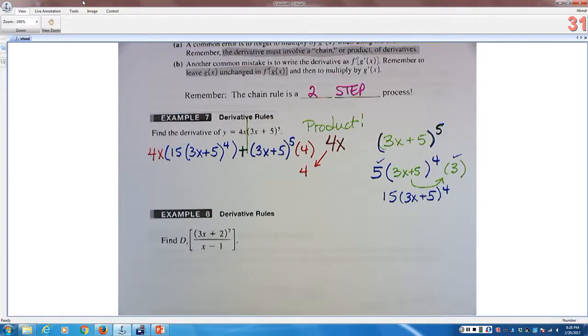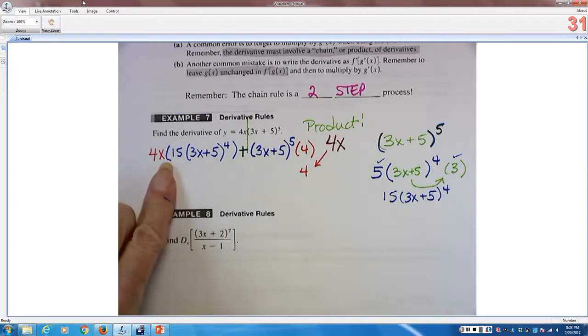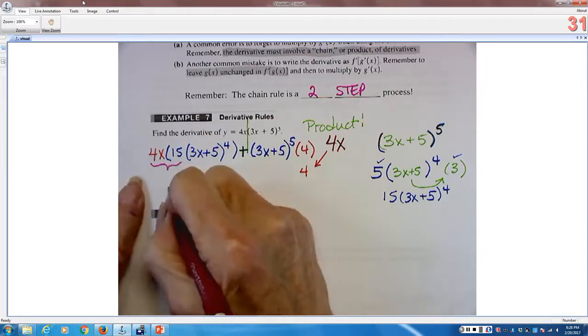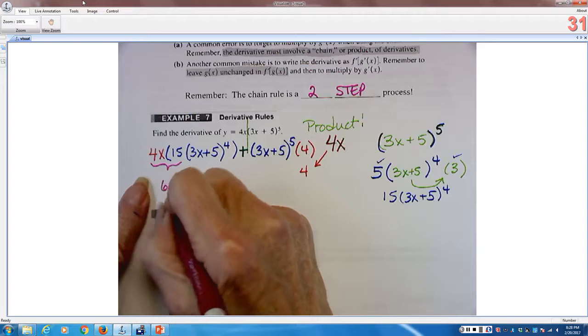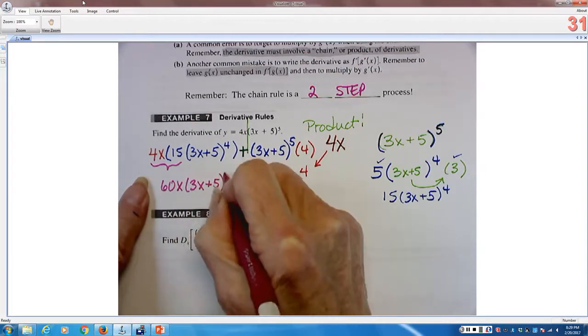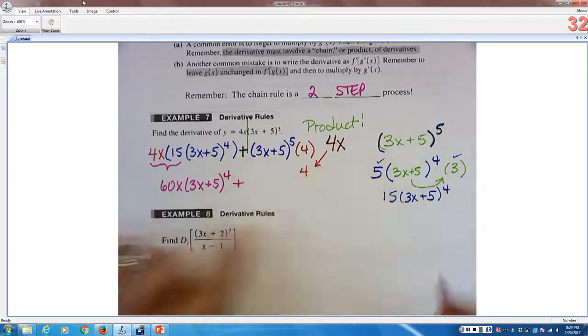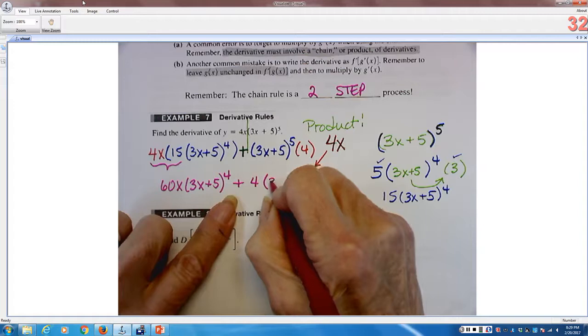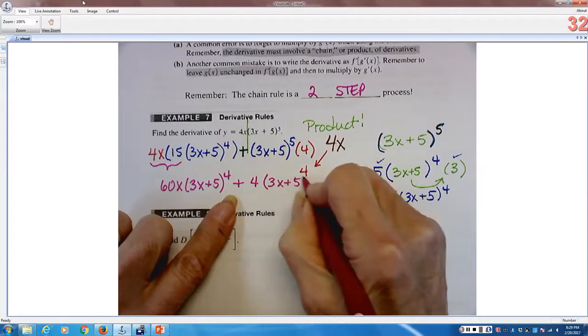Now, it will look a little bit better, and you are less likely to make mistakes typing it in if you see something that you can easily simplify. The only thing you can easily simplify here is this. 4 times 15 is 60x, then keep 3x plus 5 to the 4th power, plus 4 in front would probably be easier to keep track of, times 3x plus 5 to the 5th power.